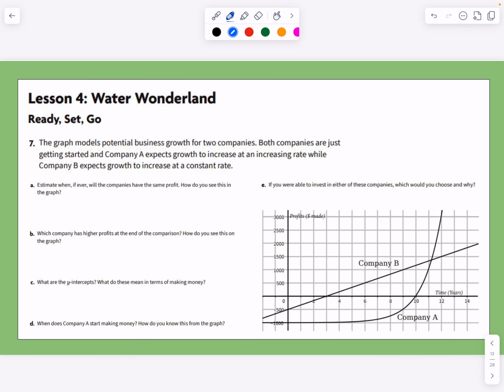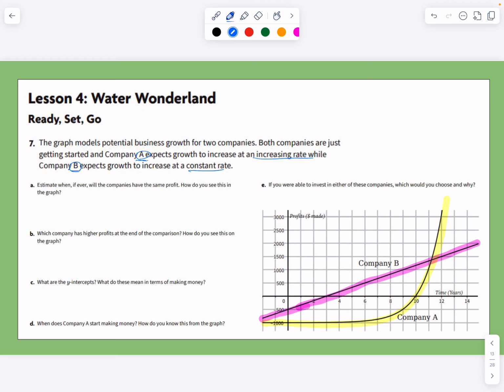Number 7. The graph models potential business growth for two companies. Both companies are just getting started. Company A expects growth to increase at an increasing rate, while B expects a constant rate. So B is looking at constant, and A is expecting a little more increasing rate overall. So we can see the two graphs when we look at these charts. B has this constant rate just moving on up, whereas A says we just think what's going to happen is it's going to suddenly start to increase and then get higher later on.